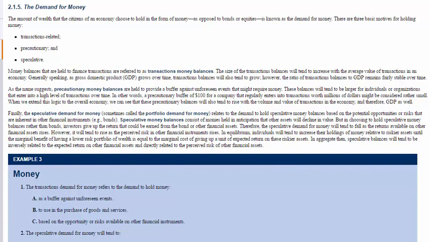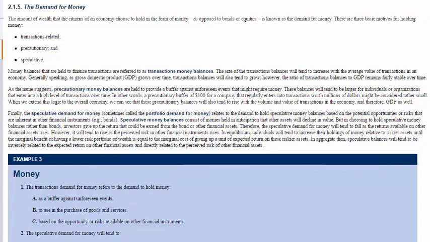Money balances that are held to finance transactions are referred to as transactions money balances. The size of transaction balances will tend to increase with the average value of transactions in an economy. Generally speaking, as GDP grows over time, transaction balances will also grow. However, the ratio of transactions to GDP remains fairly stable over time. So again, that was talking about transactions related.